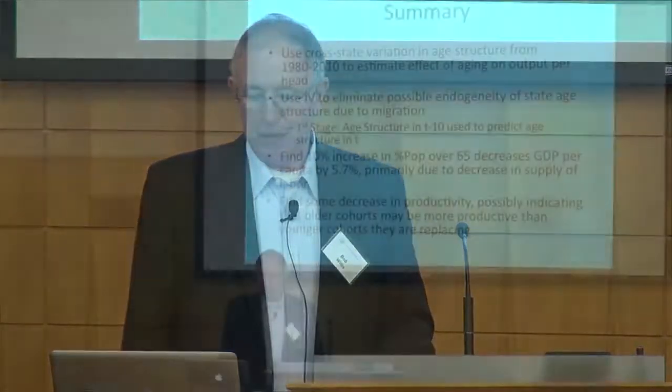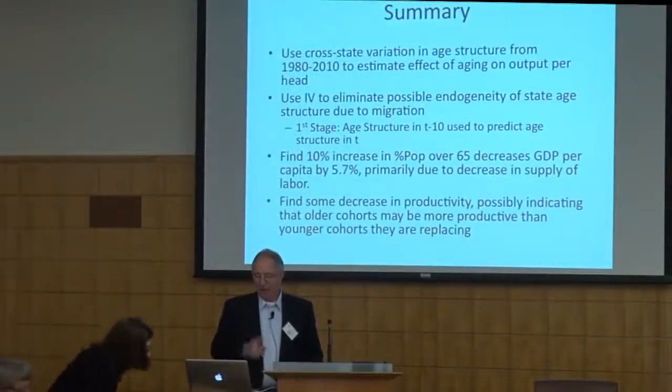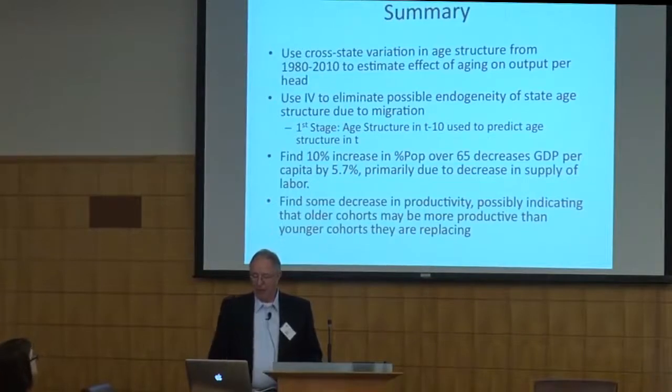So a quick summary of what's done is that they use cross-section variation in age structure from 1980 to 2010 to estimate the effect of aging on output per head, or growth in output per head. And they do a very clever thing, which I think is to use the IV to eliminate possible endogeneity of state age structure due to migration. In the first stage, the age structure in T minus 10 is used to predict the age structure in T. And they do some other sensitivity checks on that.